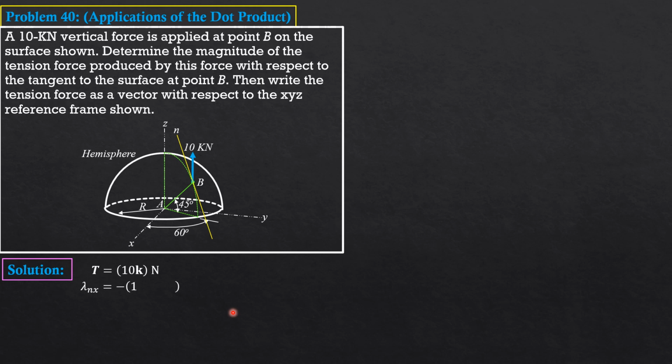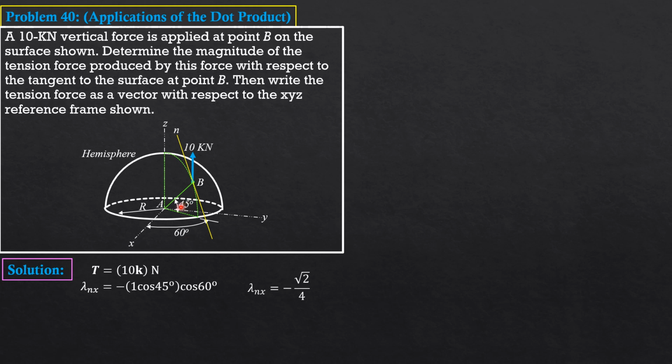axis. So lambda normal x is, we first compute this component which is negative, the magnitude is 1. The x component is negative because it is directed backward. So negative 1 cosine 45 is this component on the xy plane. Then times, because this is 60, so times cosine of 60. That's the x component of the unit vector along the normal axis. So it is equal to negative square root of 2 over 4.